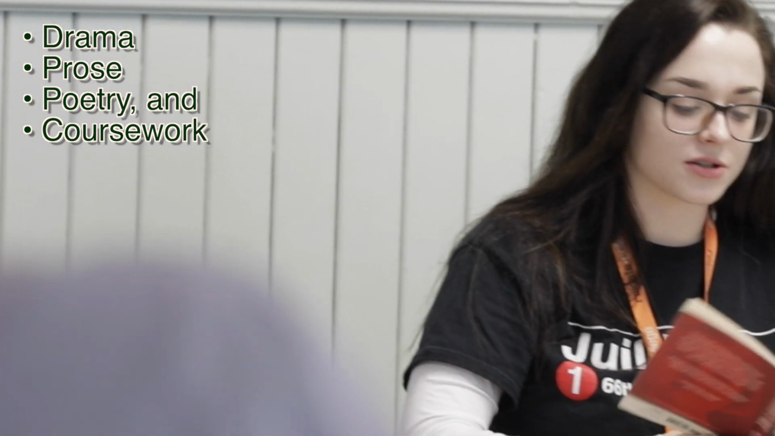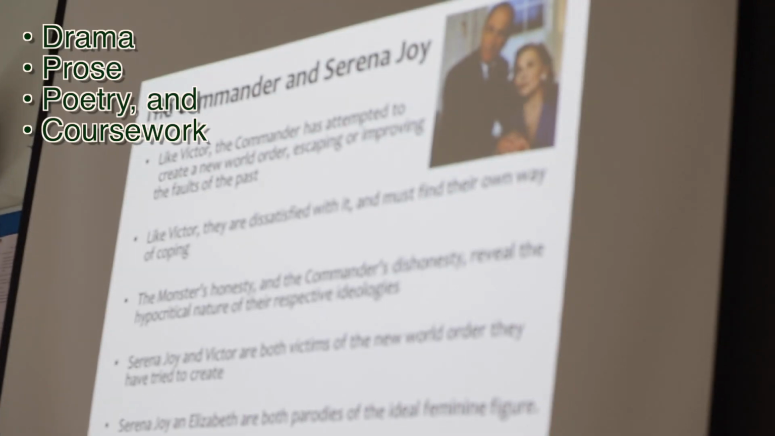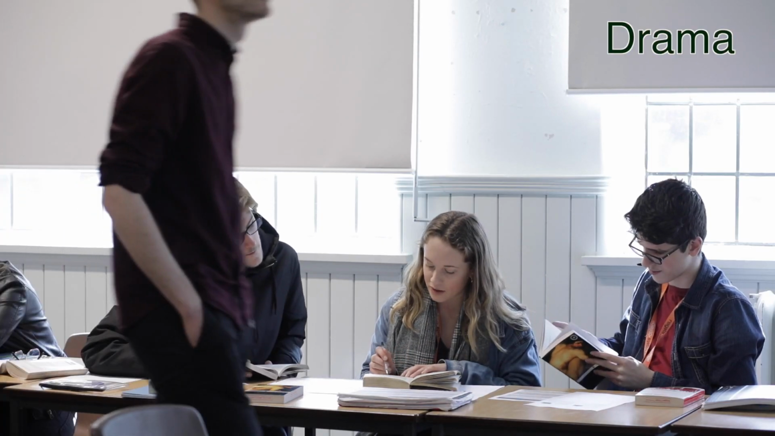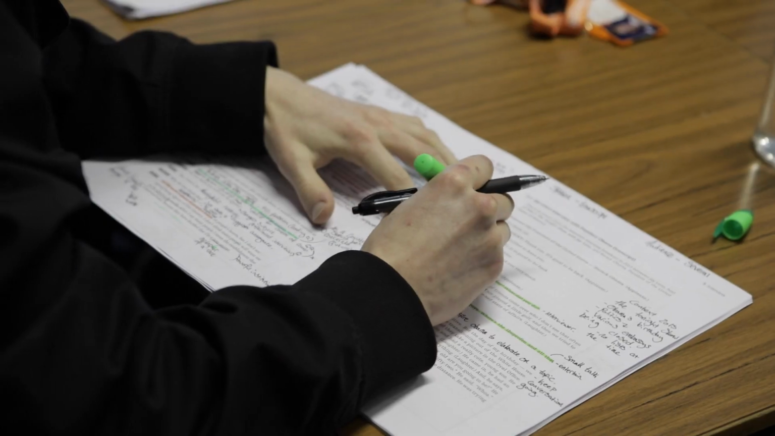The A-level English Literature course is divided into four broad components: drama, prose, poetry, and coursework. For the drama component, in Year 1, you'll study the Shakespearean comedy Twelfth Night, with a critical anthology that will include some literary criticism about the play. In Year 2, you'll study another play, A Streetcar Named Desire, by the American playwright Tennessee Williams, which tackles themes of prejudice, identity, and social change.